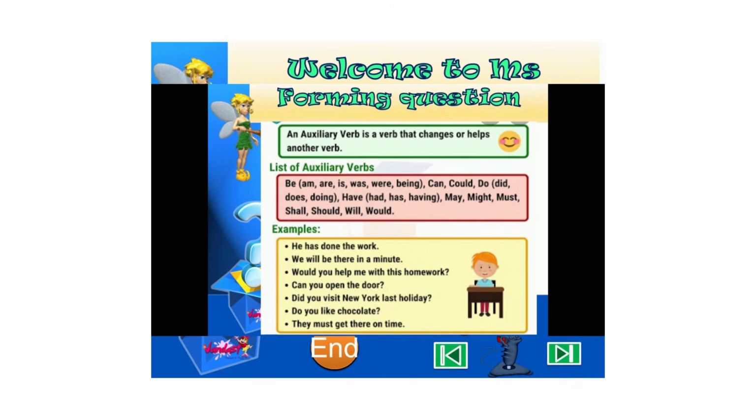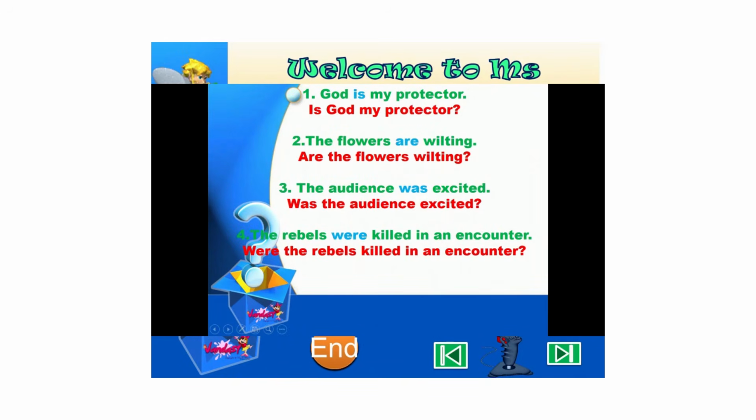I can cook. The question will be, can I cook? You start with the auxiliary verb to change a statement to a question. Right? Let us look at this one. God is my protector. The question will be, is God my protector? That's the question. But the question tag will be, isn't he? All right. Now the question will be, is God my protector? The two are not the same.